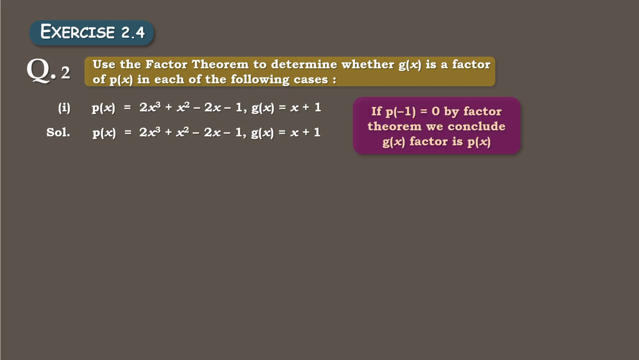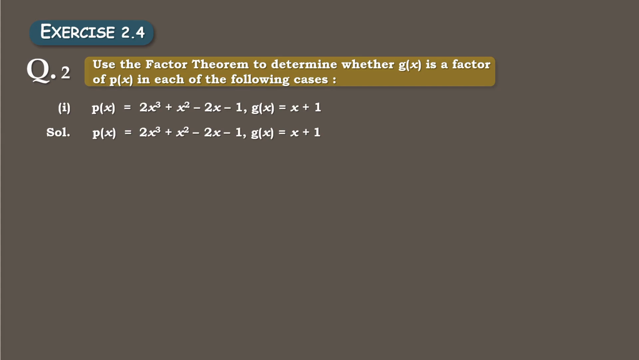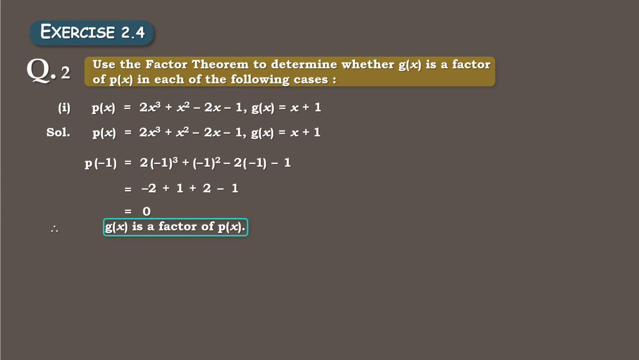Now we substitute minus 1 in the polynomial p of x. We replace x with minus 1 in every term of the polynomial and simplify step by step. After simplifying all the terms and adding them together, the final value comes out to be 0. Since the value of the polynomial at minus 1 is 0, we conclude that g of x is a factor of p of x. Therefore, x plus 1 is a factor of the given polynomial.